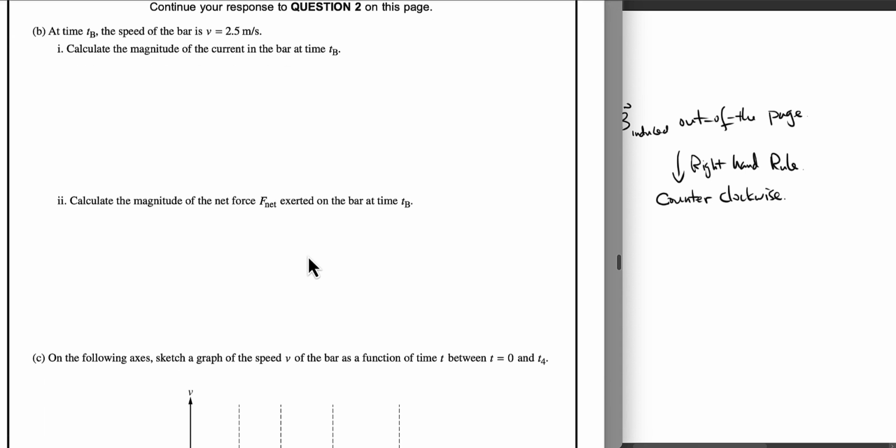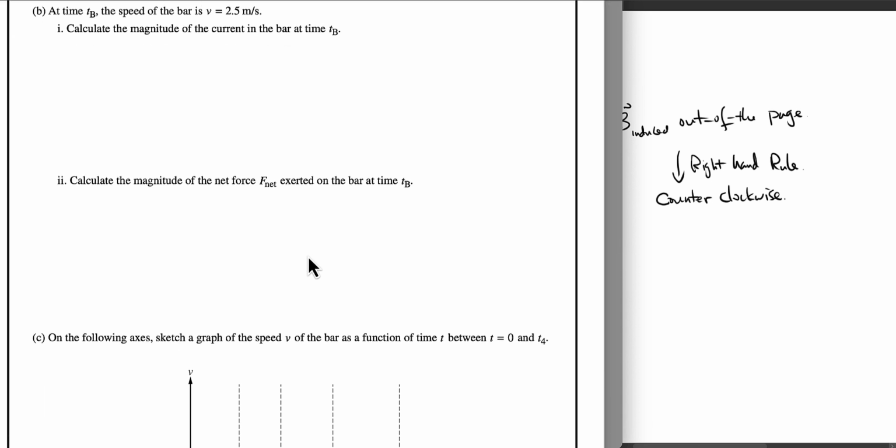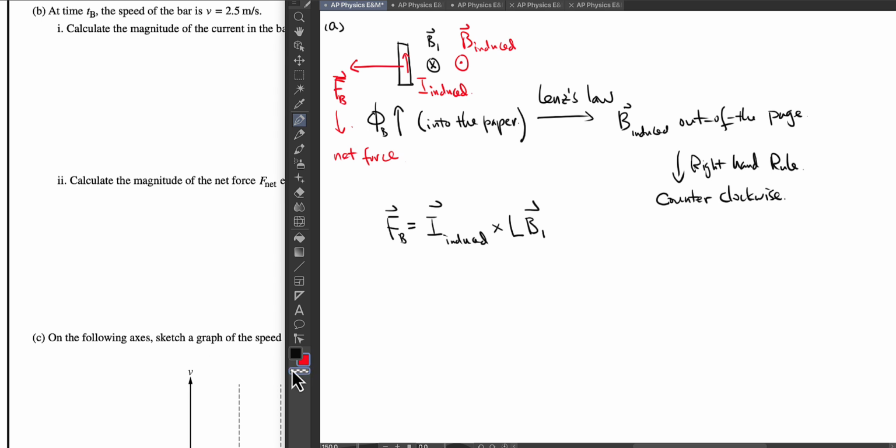Now question B, at time TB, the speed of the bar is V equals 2.5 meters per second. Now calculate the magnitude of the current in the bar at time TB. So for question B, we need to first calculate the induced EMF equals B1 L times V.